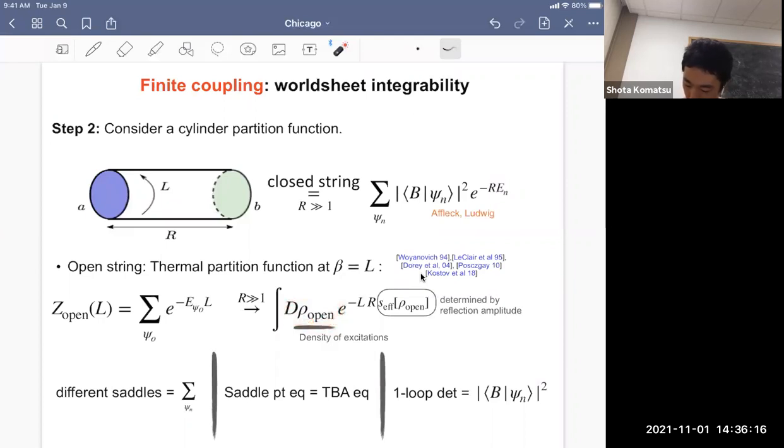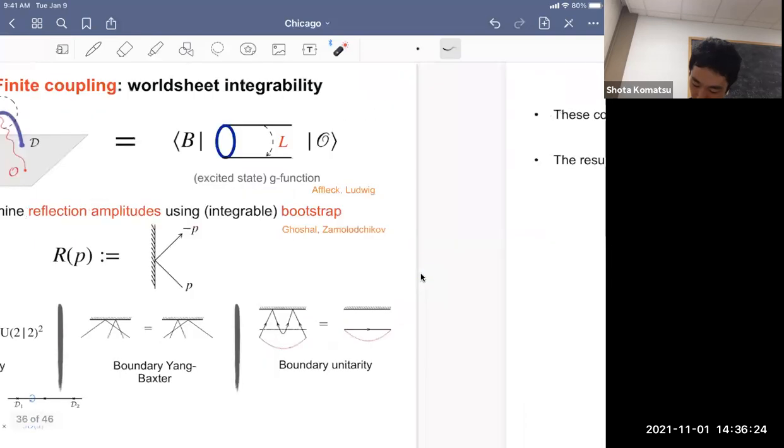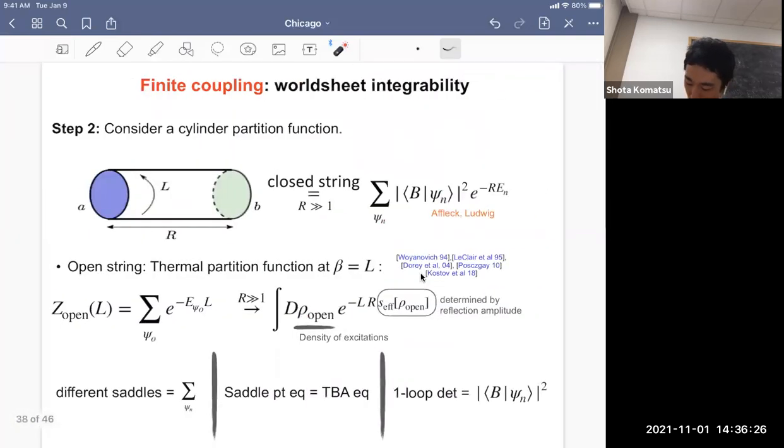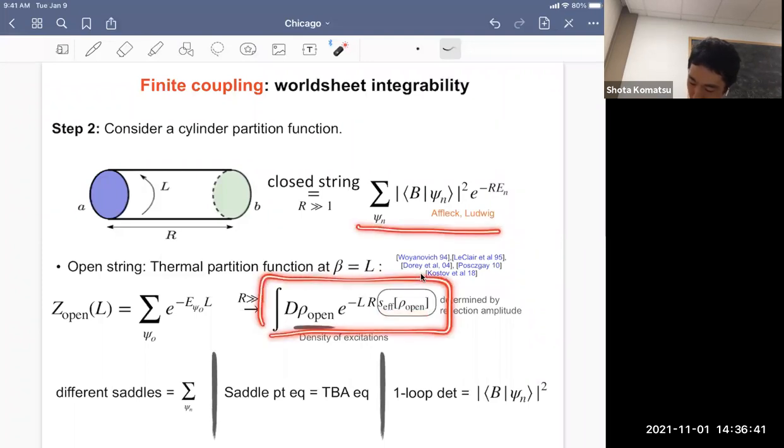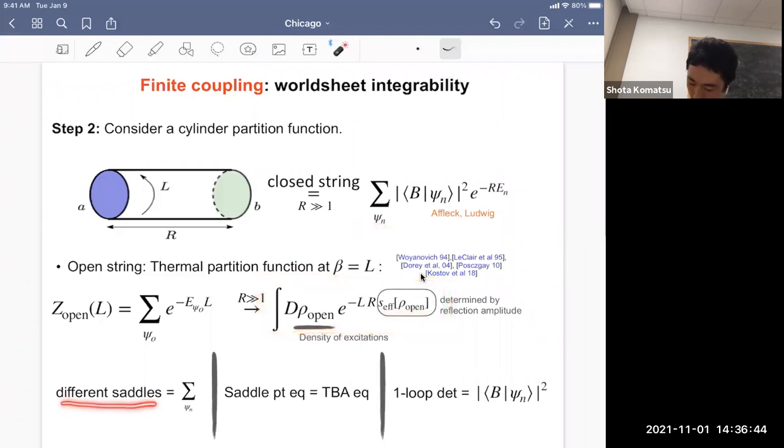And then the next step, this effective action is basically determined by the reflection amplitude that we determined using the bootstrap analysis. So we feed the answer from the bootstrap and determine this effective action. And once you determine the effective action, you can just evaluate this again using the saddle point trick. And if you compare these two expressions, you see that a different saddle basically corresponds to different states in the closed string channel. And the saddle point equation is what's called the thermodynamic Bethe ansatz equation, which you can solve.